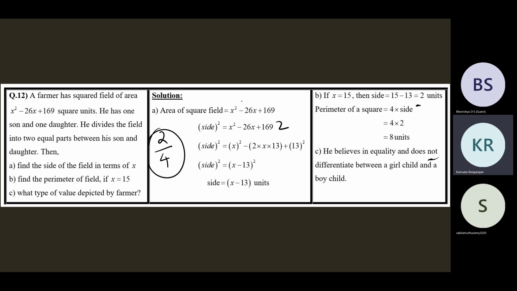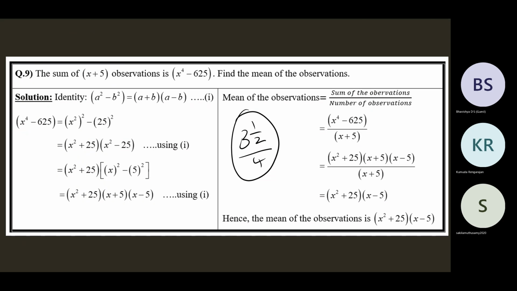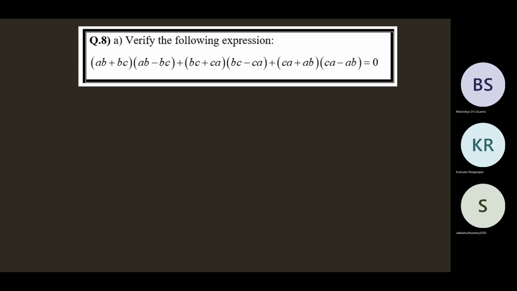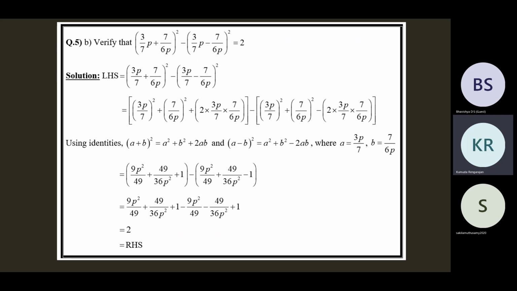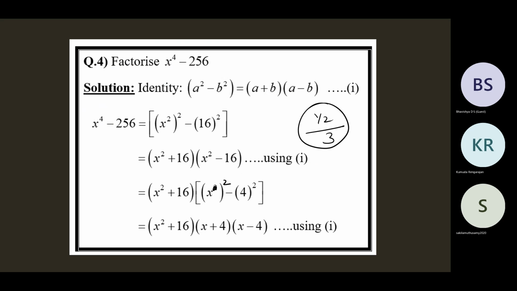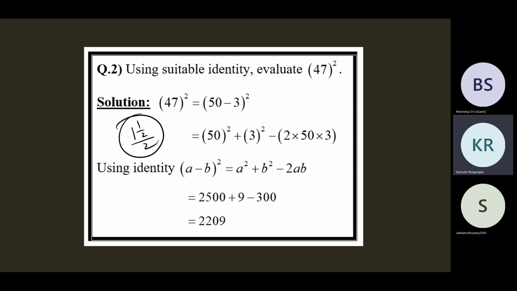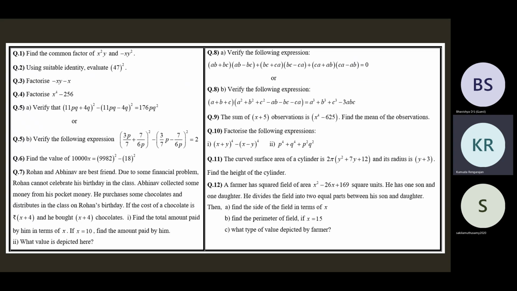And Bhavishya, how much did you get out of 29? 2 plus 1 is 3, 6.5, 8.5, 10.5, 12 and 3 by 4, 13.25, 14.25, 15 and 15 and 3 by 4. All right, so you get 15 and 3 by 4 out of 29.